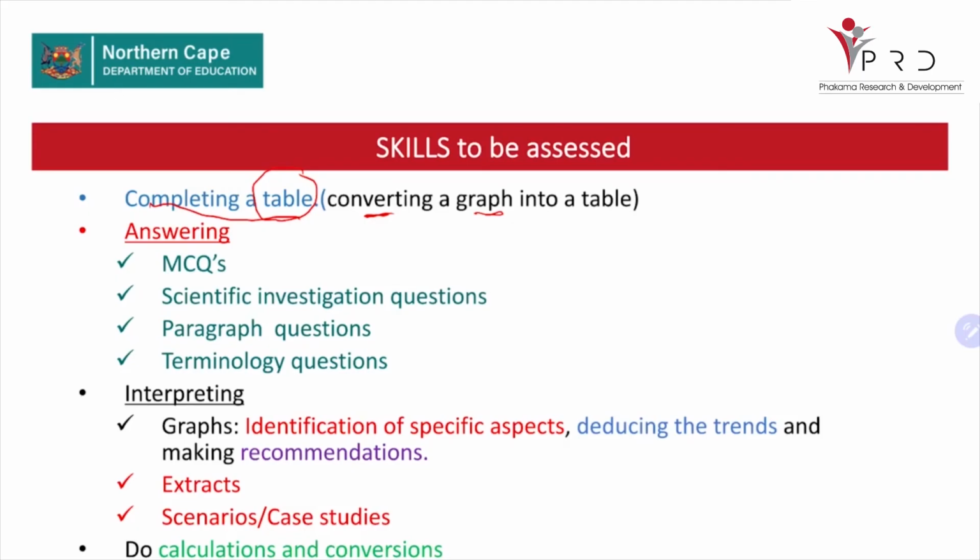Then another skill that you must expect to be assessed on is answering. How do you answer questions? Remember, I said in your multiple choice questions, MCQs meaning multiple choice questions, in your 1.1, you write only the letter, not the statement. Your 1.2, you are matching columns. And your 1.3, you give the correct term. And your 1.4, you replace only the underlined term and you don't rewrite the question or the statement provided.